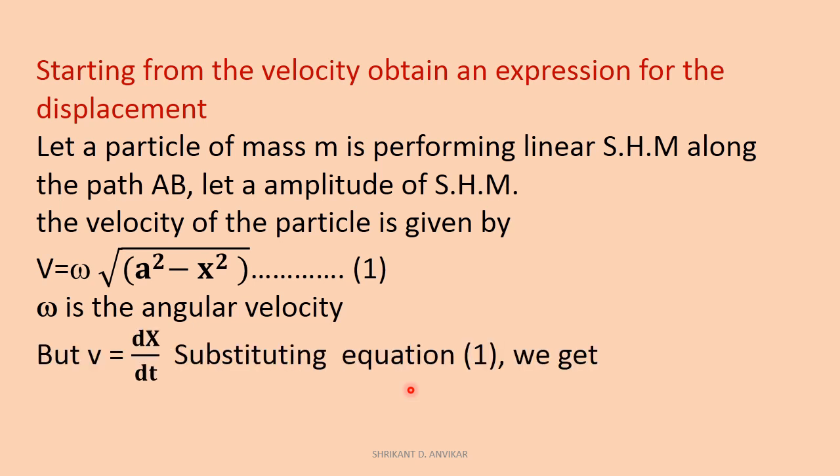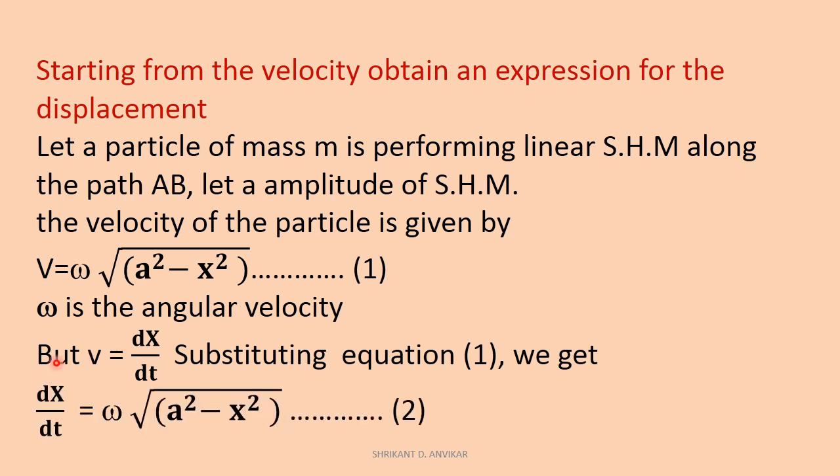Now velocity we can write as the rate of change of displacement with respect to time. V equals dx upon dt. Substituting dx upon dt instead of V, we get dx upon dt equals omega into under root of a square minus x square. This is the expression for velocity of the particle.